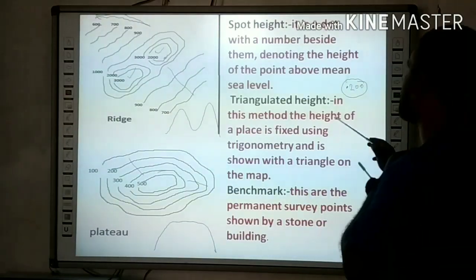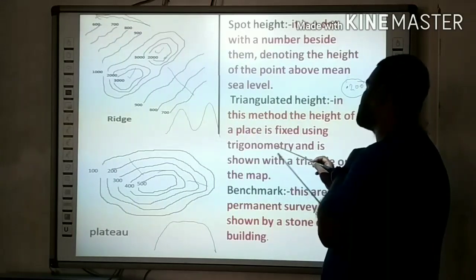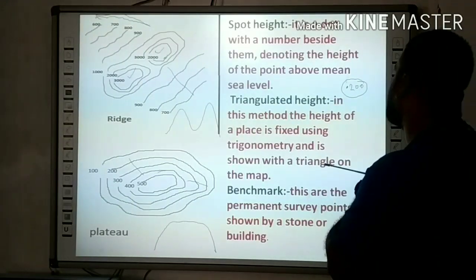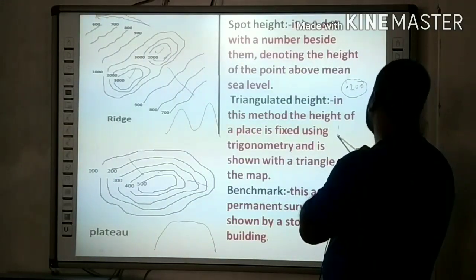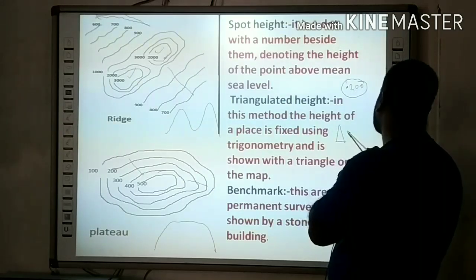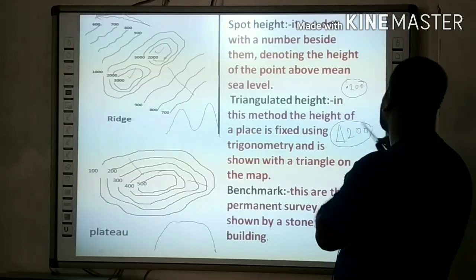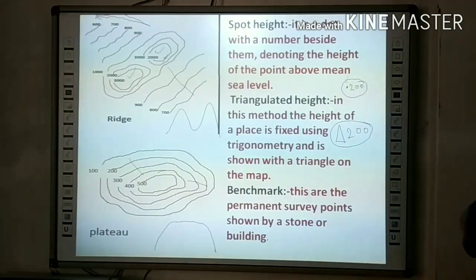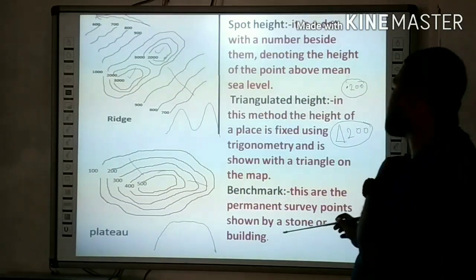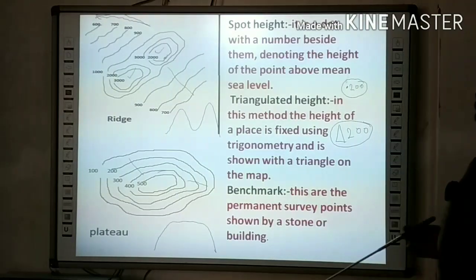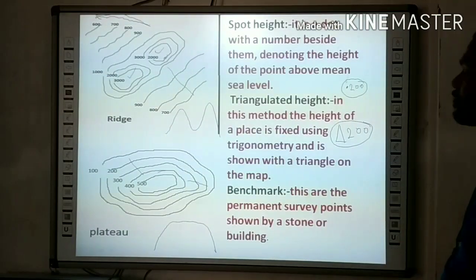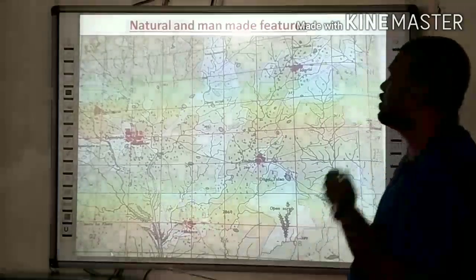Next, triangulated height. In this method, the height of a place is fixed by using trigonometry. It is written in this way: a triangle with a figure, say 200. Now what does it mean? The height of this area is 200 meters above the sea level. Now benchmarks, what are these? These are some permanent survey points.